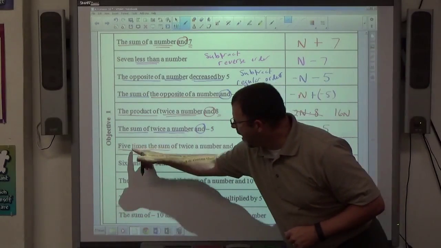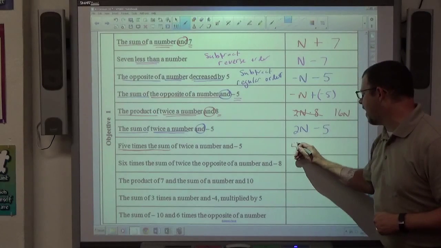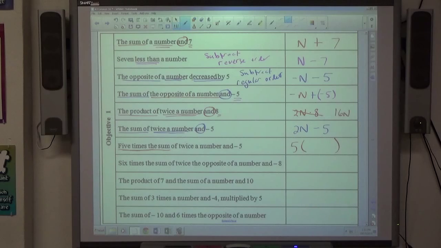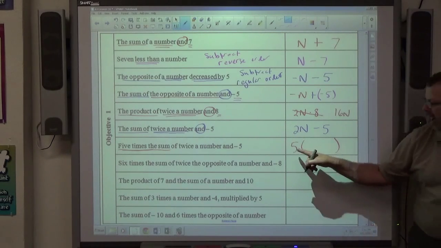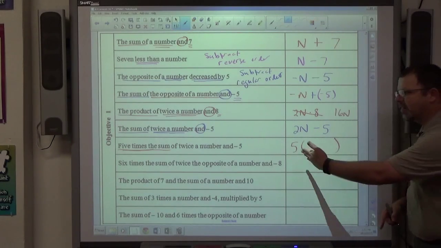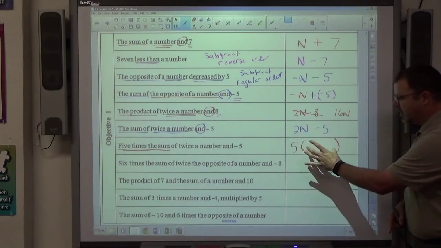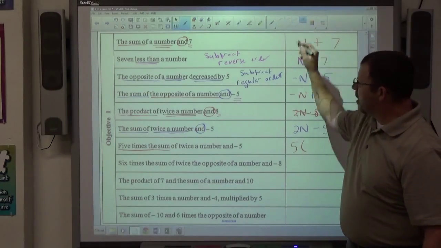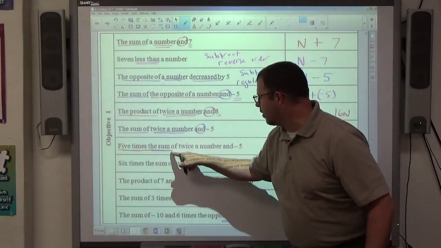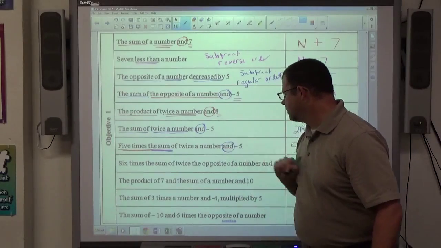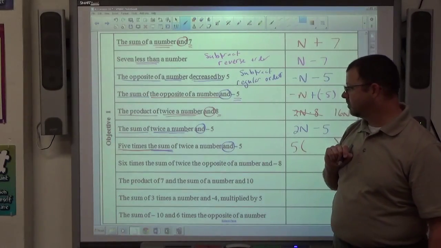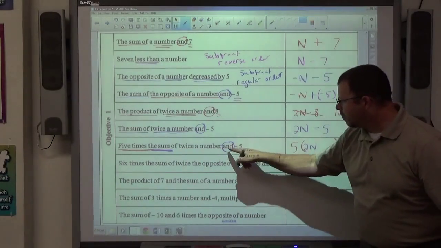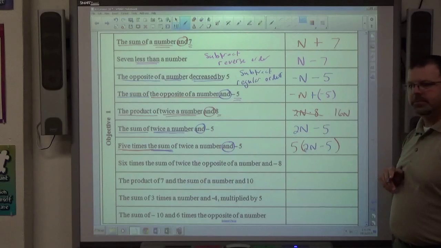So when I see 5 times the sum, I immediately go 5 parentheses. When you put a number followed by parentheses, that's an understood multiplication going on here. 5 parentheses is 5 times. And again, the fact that it says the sum means that I'm going to have more than one object being multiplied by 5. The parentheses are necessary there. Just like before, when I see the words the sum of, I'm curious where the and sign is, which is right here. That's where the plus sign goes, right? So twice a number would be 2n, plus negative 5 is going to be minus 5.